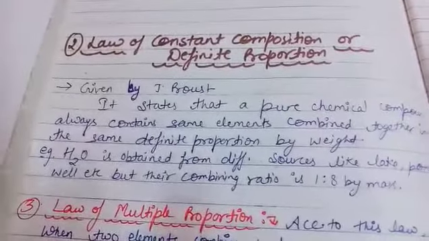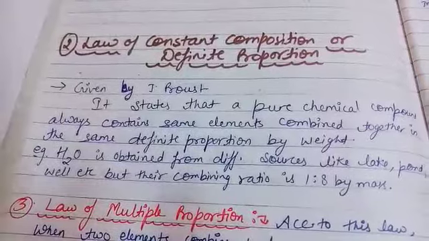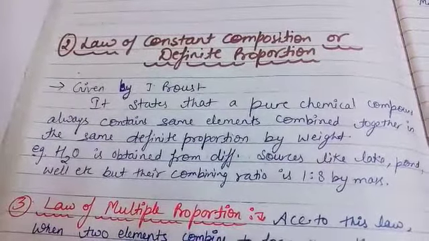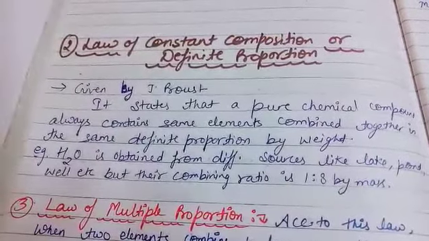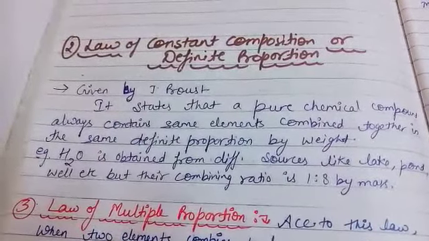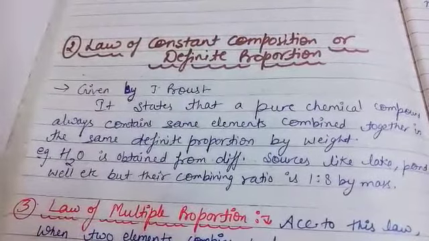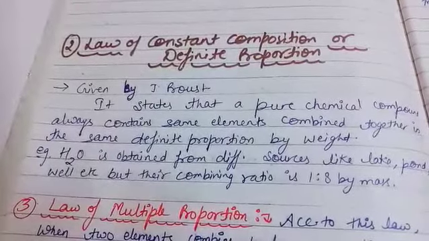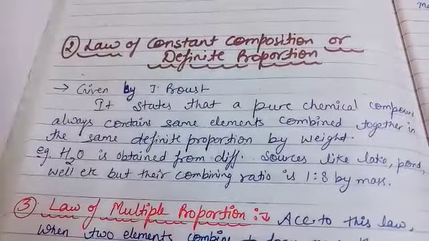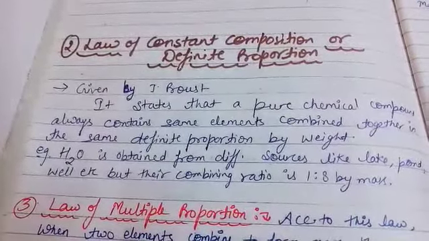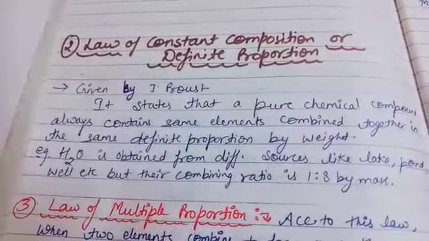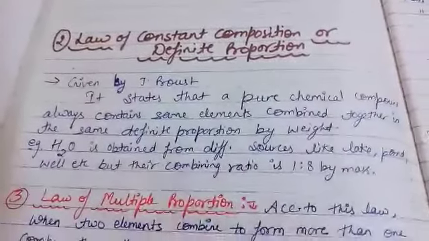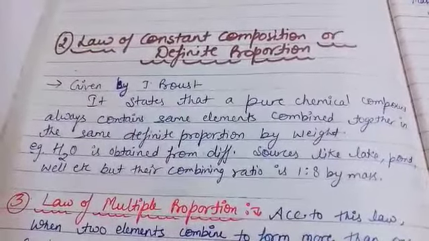Now our second law is the law of constant composition or definite proportion. This law was given by Joseph Proust, and we have done it in ninth class also, so it's an old one. According to this law, a pure chemical compound always contains the same elements combined together in the same definite ratio by mass, or you can say weight. Understand it with the help of an example.